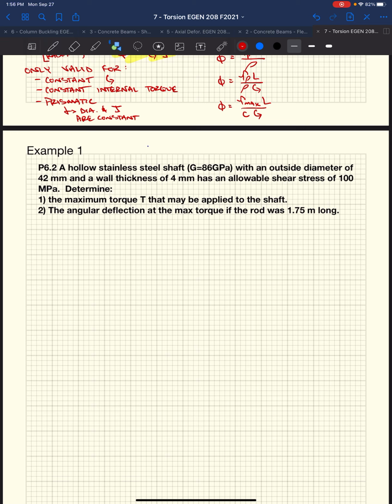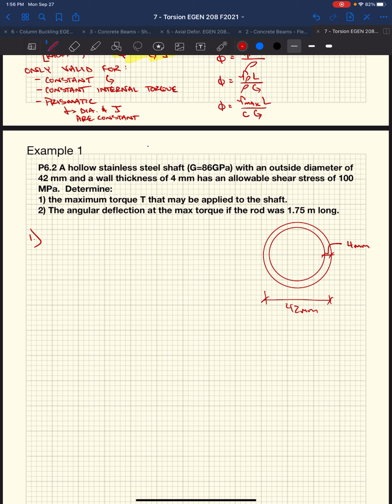All right, so if we have a shaft, they said it is 42 millimeters in diameter. It said the wall thickness was 4 millimeters. And they want us to figure out what is the max torque that may be applied to the shaft.